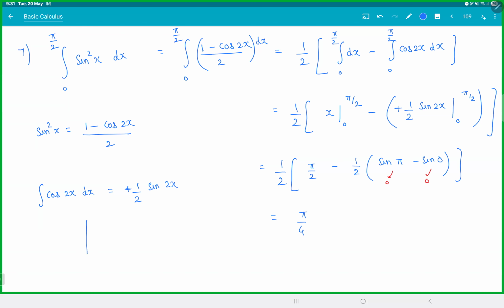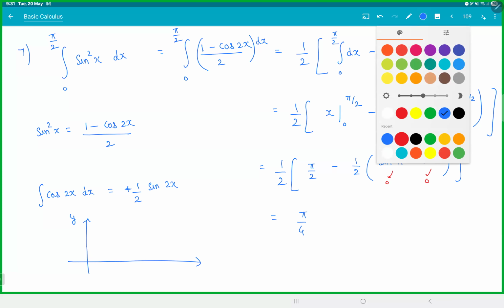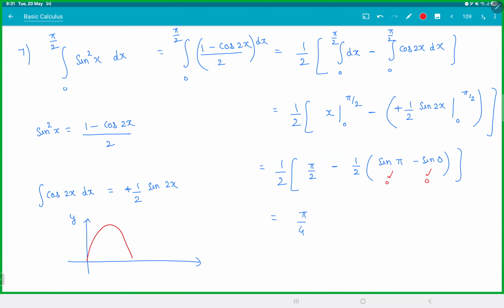You know how the graph will look like? Y is equal to sine square x. This will never be negative. So the graph actually looks like a jumping frog. So you are asked to find this area. This area is pi by 4. This is a graph for y is equal to sine square x. So take a sine x function and square it. Is this clear how to do?